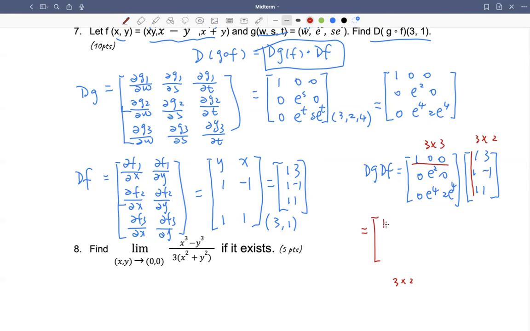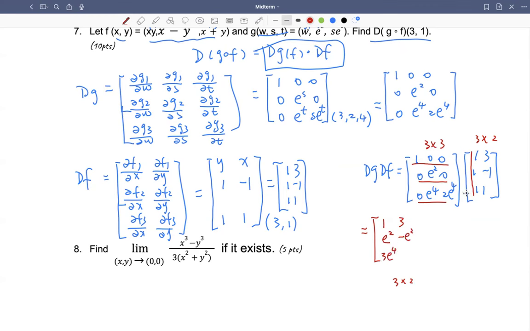So what do we get? We get a 1. Then 1, 0, 0 dot product with 3, negative 1, 1, we get a 3. Then take the second one, 0, e squared, 0 dot product with 1, 1, 1, we get e squared. Then 0, e squared, 0 dot product with 3, negative 1, 1, we get negative e to the second power. Then the last row, 0, e to the fourth power, 2 e to the fourth power dot product with 1, 1, 1. What do we get? We get e to the fourth power plus 2 e to the fourth power. We get 3 e to the fourth power.